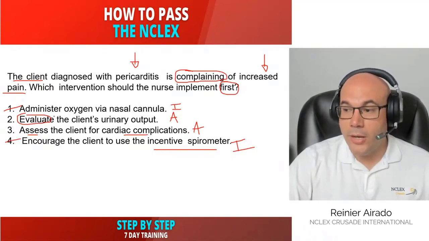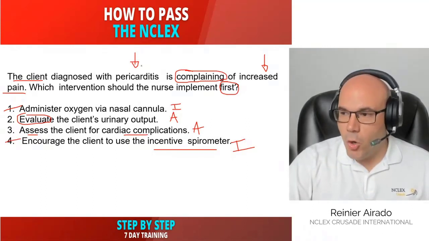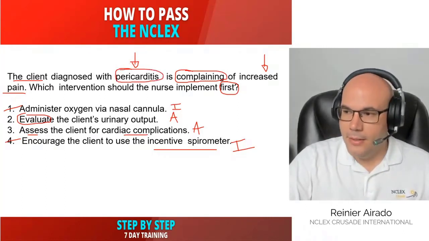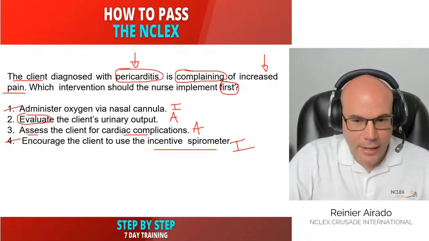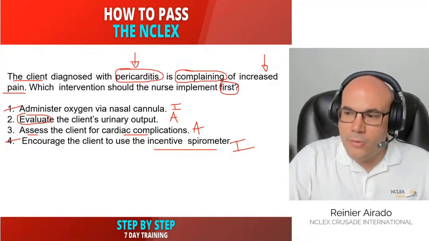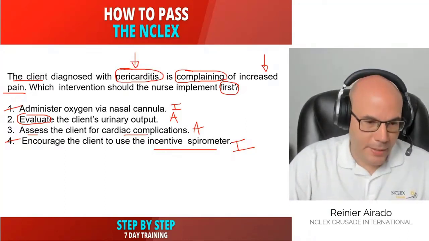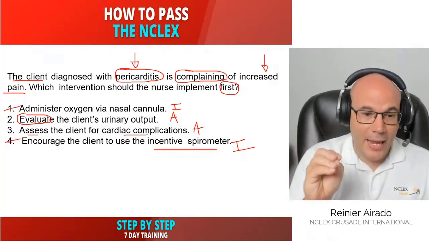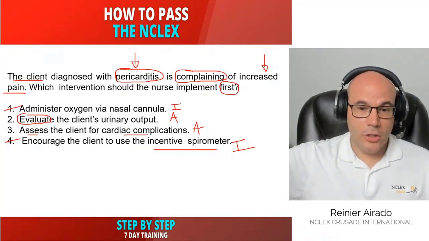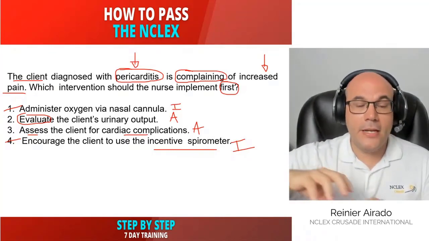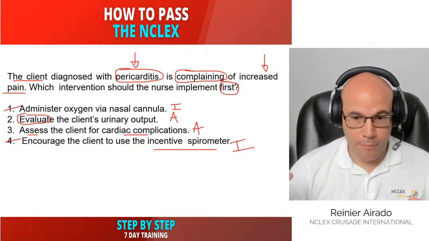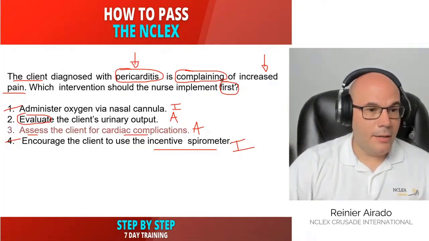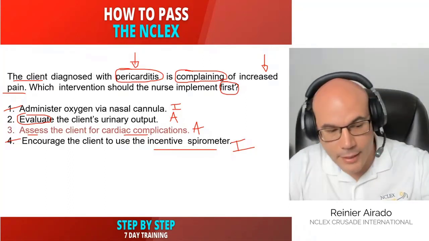And in between 2 and 3, which of the 2 answers go directly to the problem? Pericarditis is a cardiac problem. So I need to do an assessment and look for cardiac complications to identify if this pain is secondary to pericarditis or if there is another type of complication going on that is causing the pain. So answer number 3 is the correct answer.